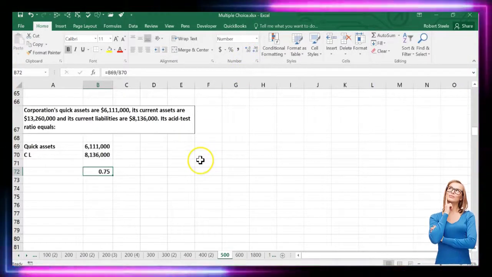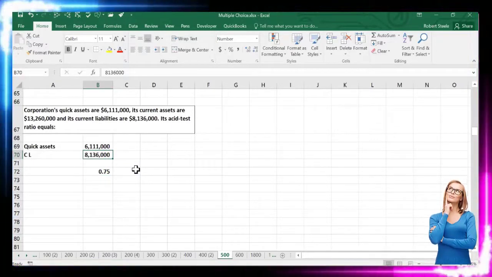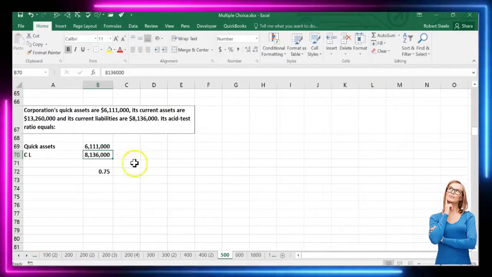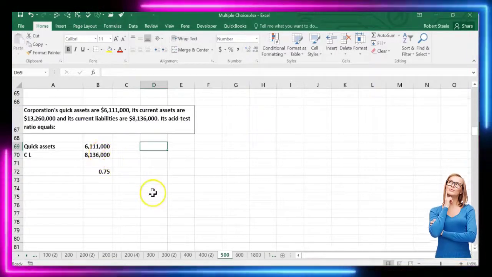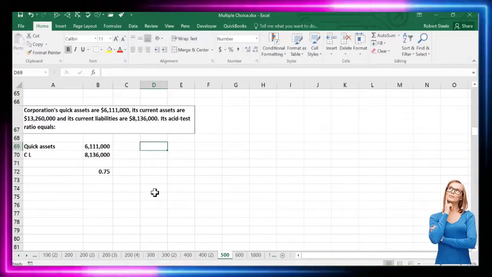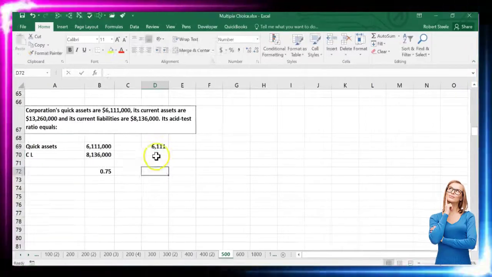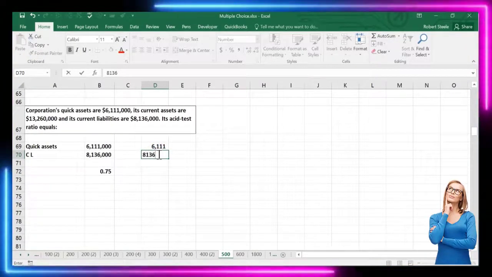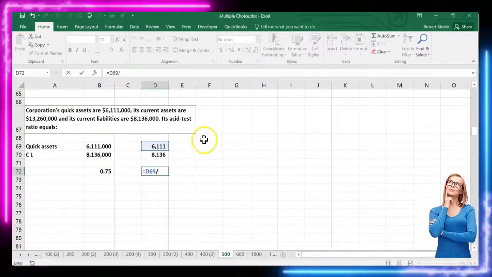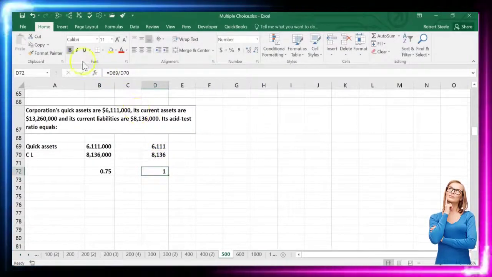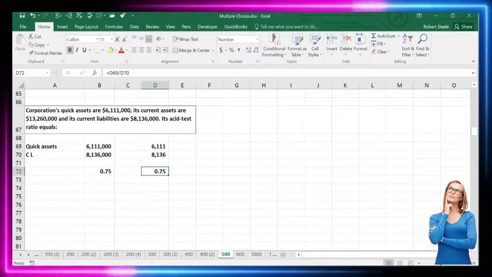Now this one's interesting, of course, because the current liabilities are greater than the quick assets, meaning we can't pay off the current liabilities with our quick assets. It's less than one. Also note that if we're dealing with these big numbers and you're talking about ratios, we can knock off these three zeros in a ratio if we wanted to do it a little bit faster, if we have a time constraint. It'd just be 6,111 divided by 8,136. Once again, adding the decimals, home tab, numbers group, and we get 0.75 once again.